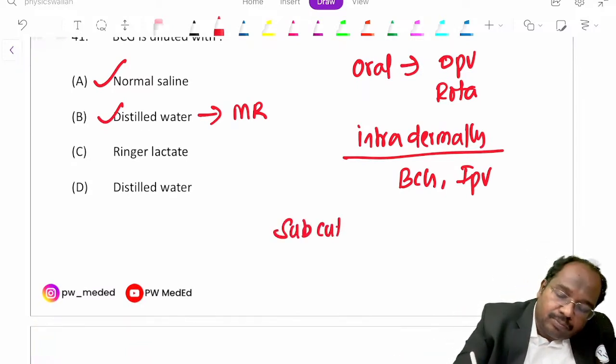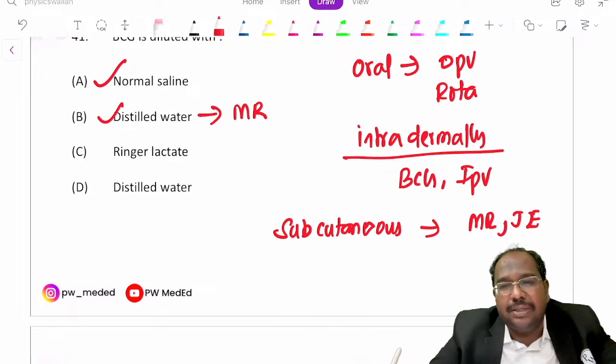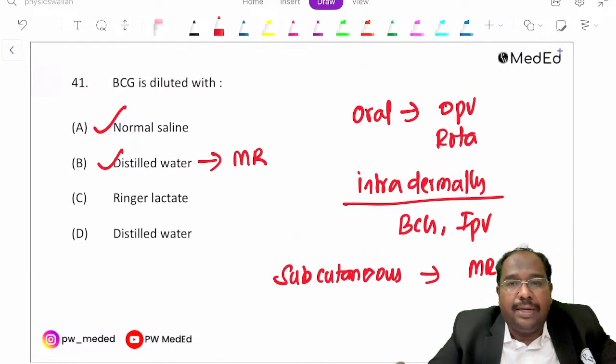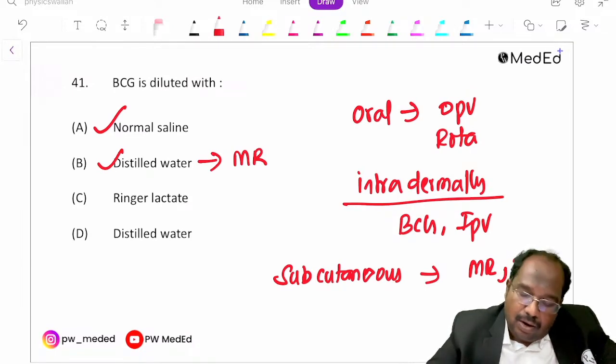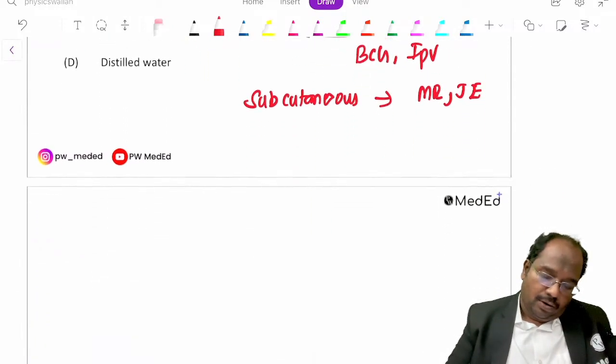Subcutaneously, we give MR and JE vaccine subcutaneously. All other vaccines we will give IM, intramuscularly. Orally, OPV and rota. Intradermally, BCG and IPV. All other vaccines we give intramuscularly, except subcutaneous MR and JE. Okay, fine. Now, we'll go to the next question.